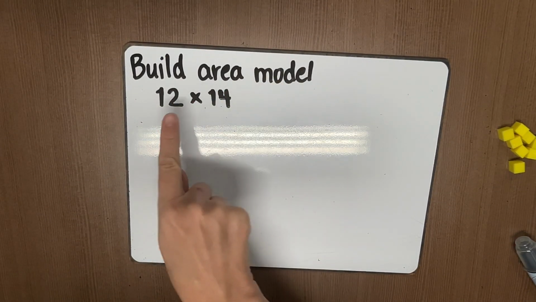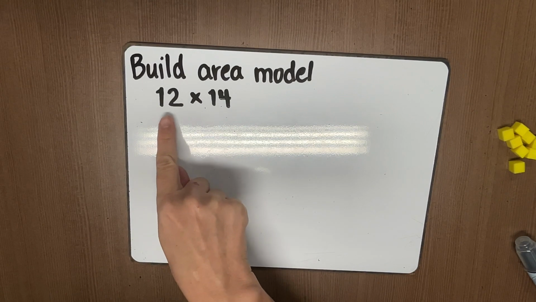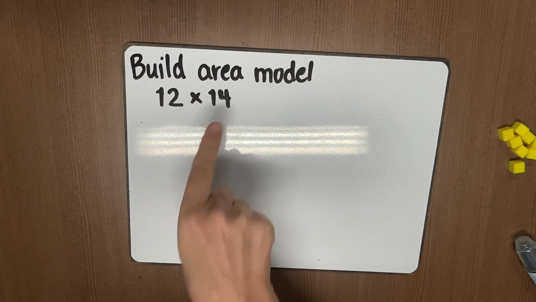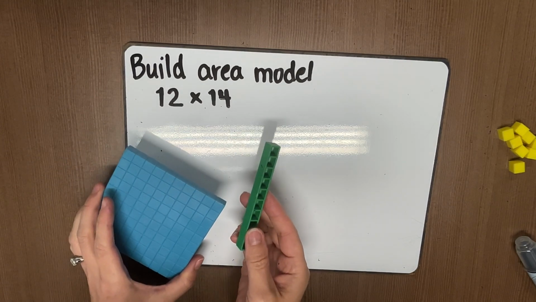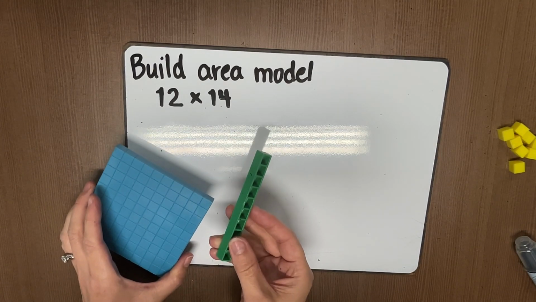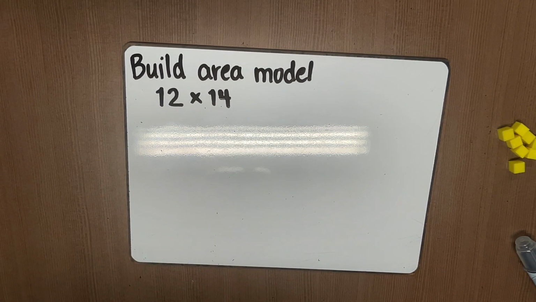Build an area model for 12 by 14. 12 groups of 14, or 12 times 14. Think about which tools are most efficient, will be the fastest and easiest. Pause the video and give it a go. Okay, let's see how we can do this.